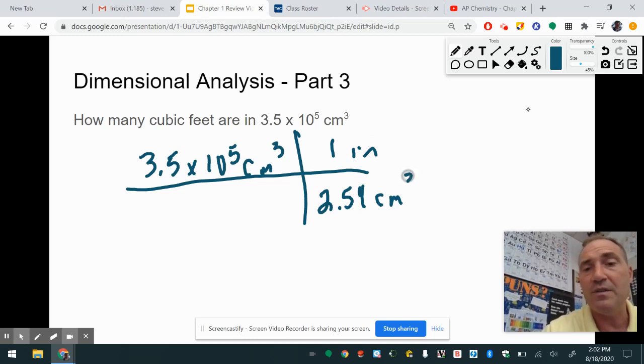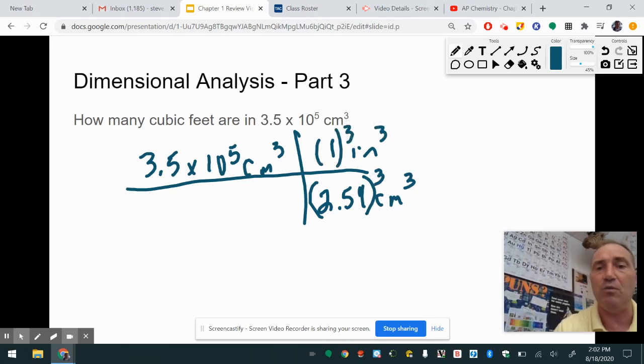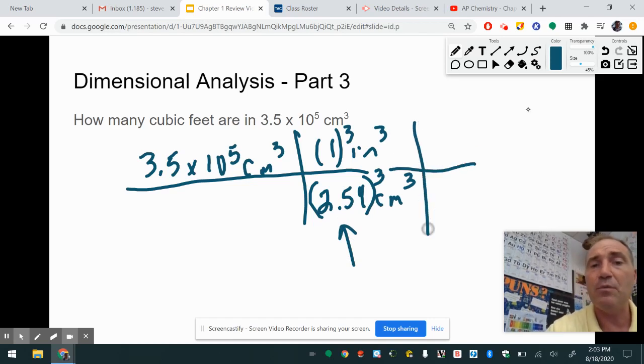Well, there's this cubed in this cubed. Now, 1 cubed is still 1, but basically what I'm saying is since I cubed the units, I have to cube the conversion factor, 2.54. Remember, that's how many centimeters are in an inch. Okay, so then we'll keep going.